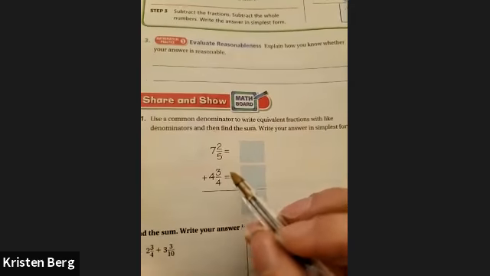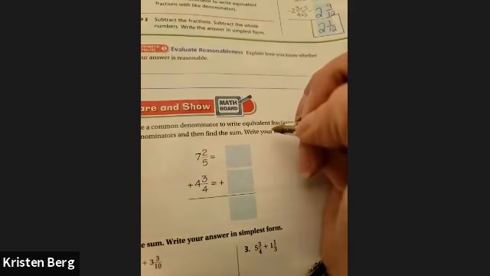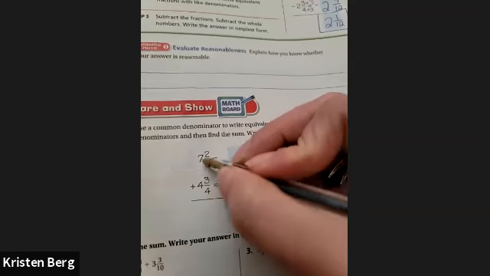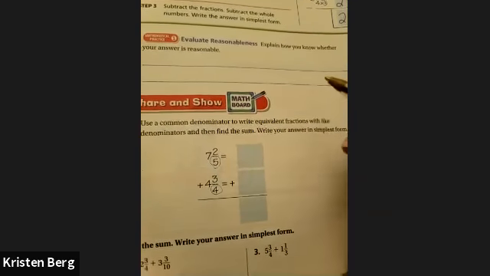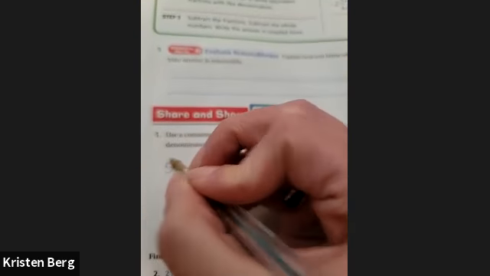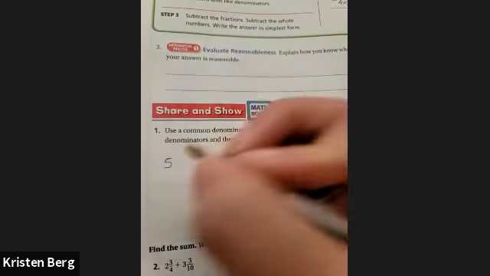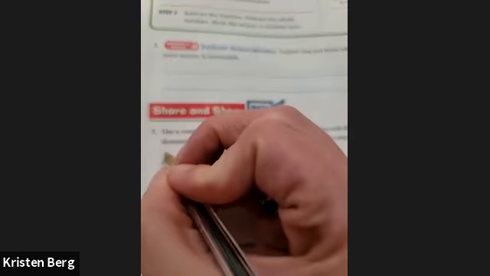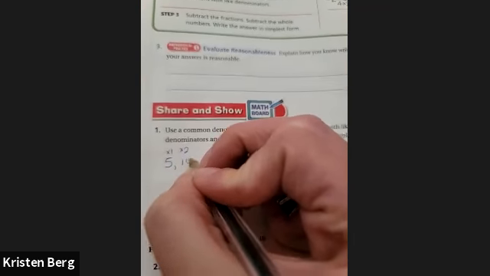Next, here, it says find a common denominator again to change these to equivalent fractions, just like we have been. So we have a 5 and a 4 as our denominators. Which one is the bigger of the two? It is that 5. So I'm going to go by 5s until I can get a 4 into it. Can a 4 go into 5? No, it cannot. So I'm going to go 5 times 2, which is 10.